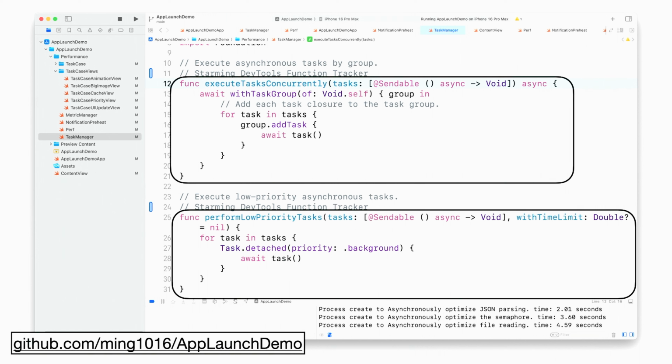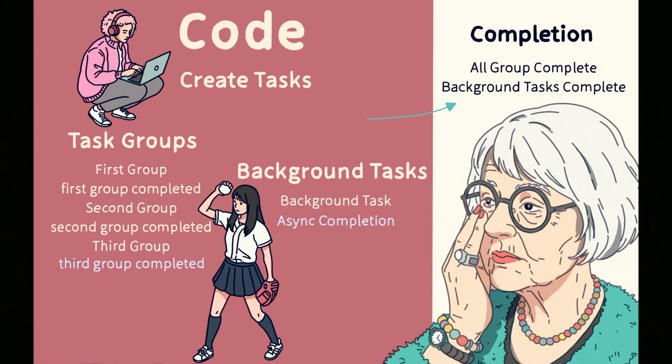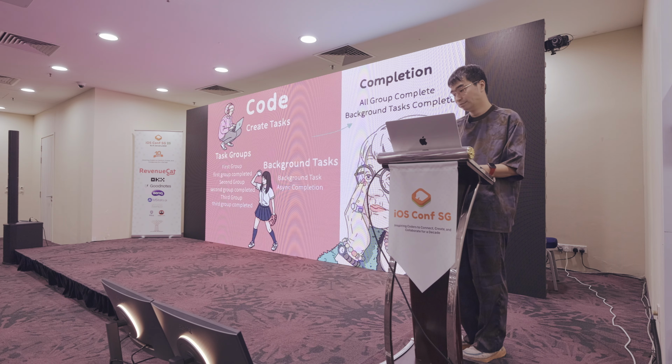Perform low priority tasks runs low priority tasks using Task.detached, and sets the task's priority to background. Once we create three high priority task groups, they will execute sequentially, and tasks within each group will run concurrently. Low priority tasks will run when system resources are free.